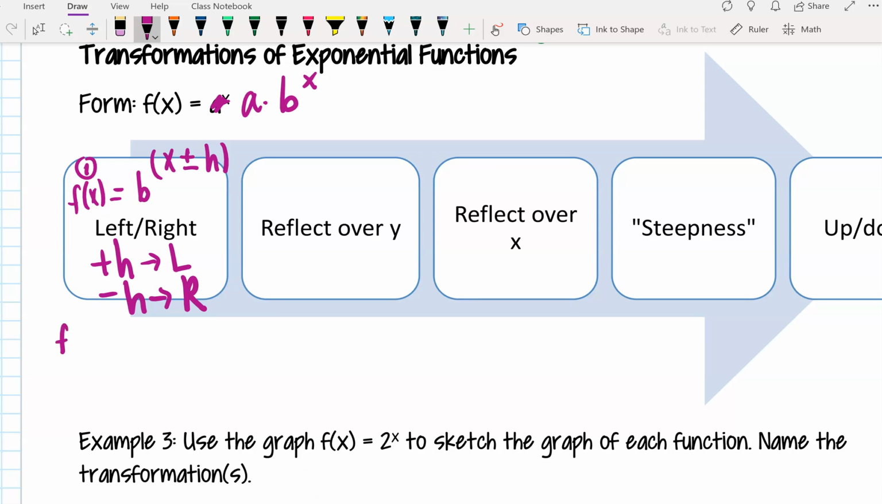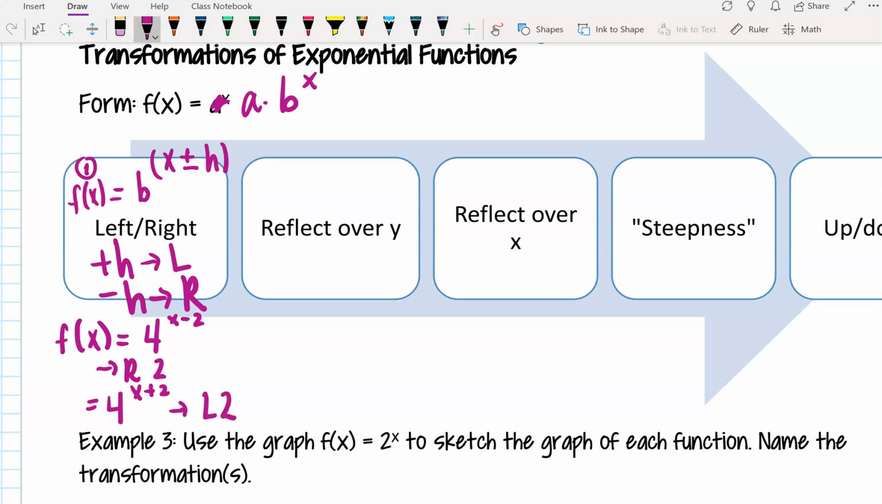So what this looks like is you have f of x, we'll say the base here is 4. If we have x minus 2 in the exponent, this means you're moving right 2. If you have plus 2 in the exponent, this means you're moving left 2, okay?